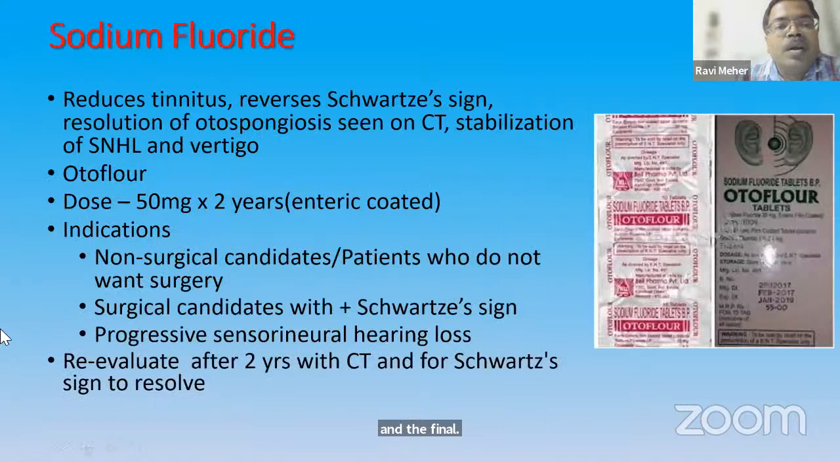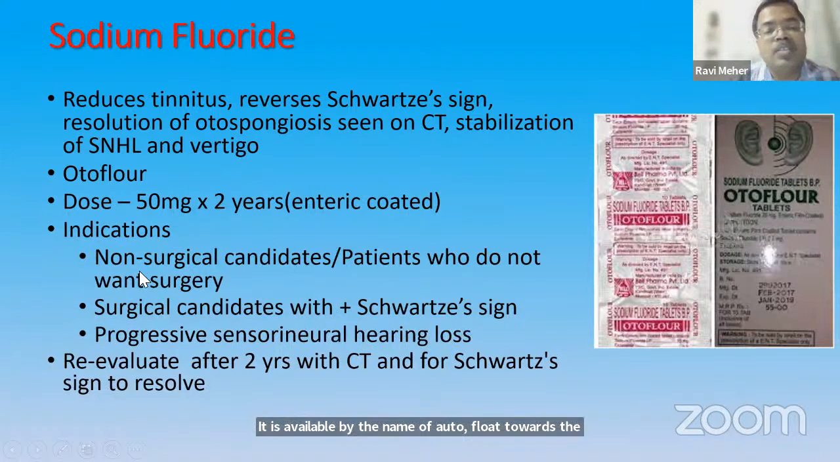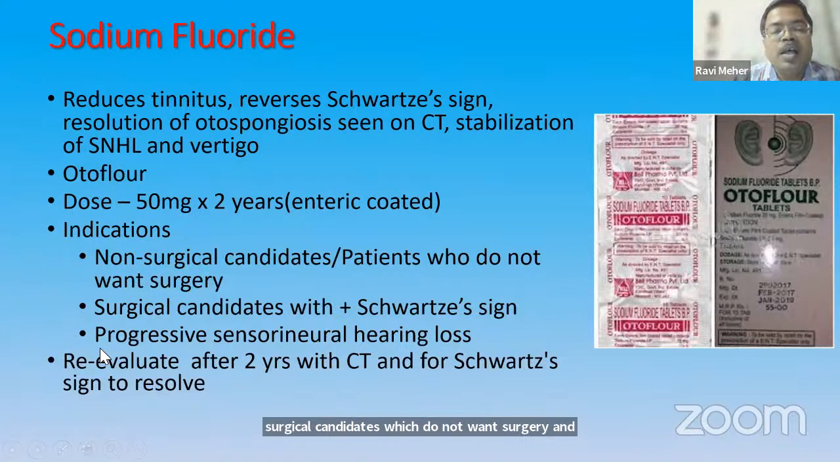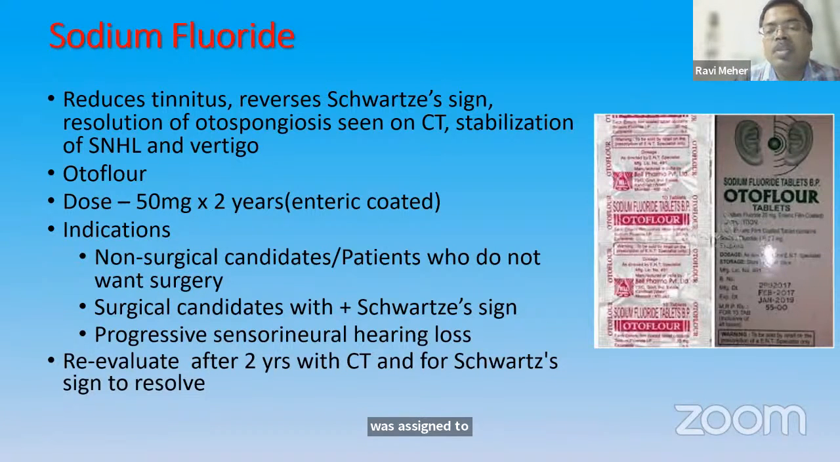It is available by the name of Otoflow. Dose is 50 milligram for many months to years. Actually, it has to be given. It is indicated in non-surgical candidates, patients who do not want surgery, and surgical candidates with positive Schwartze sign, and patients who have progressive sensorineural hearing loss. We must reevaluate the patient with CT scan and wait for the Schwartze sign to resolve. Normally, in today's scenario, I don't think anybody is using sodium fluoride.